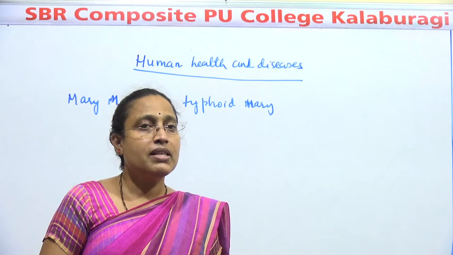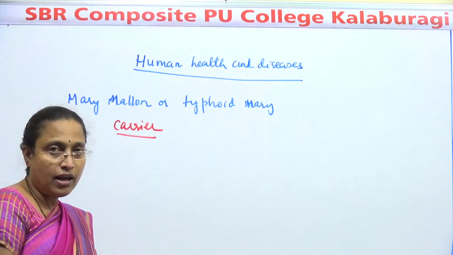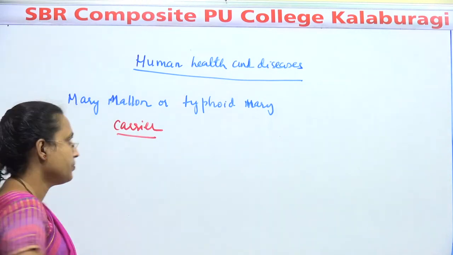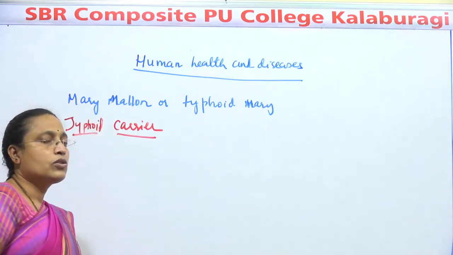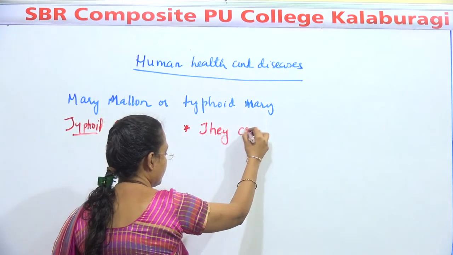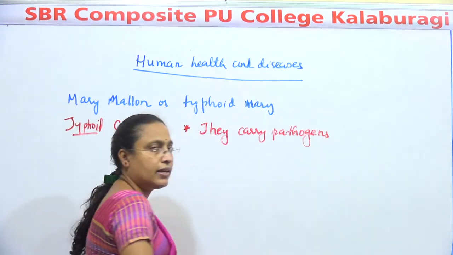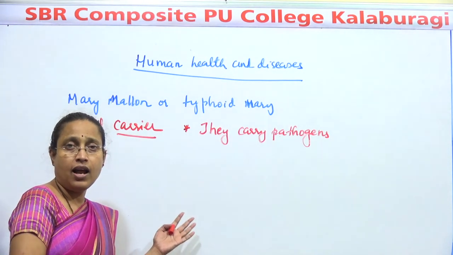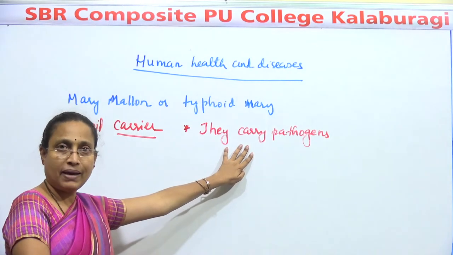So the purpose of telling all this is the risk of carriers, the risk of being a carrier. Mary Mellon was a typhoid carrier. What are the signs? They carry the pathogens. That means carriers are those individuals who have pathogens in their body. What are pathogens? I already told in the previous class, they are disease-causing organisms. So the body of the carrier will be harboring or carrying these pathogens.